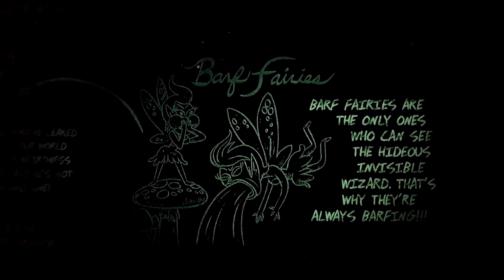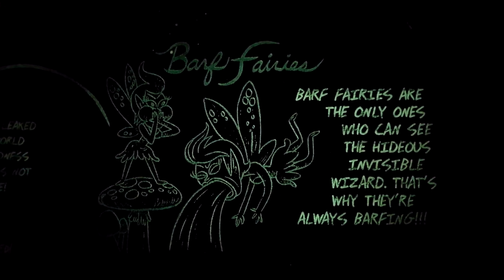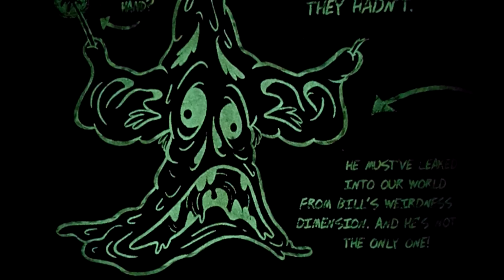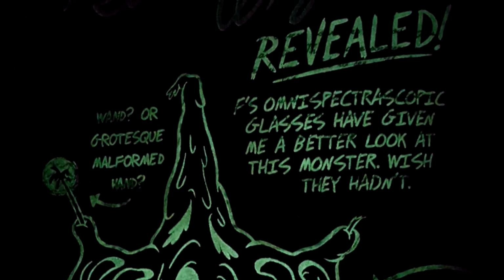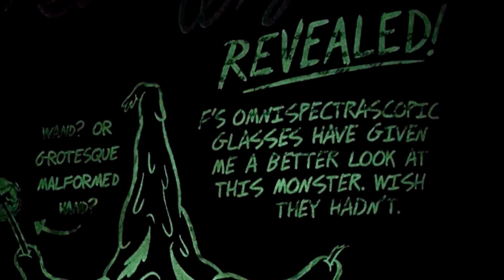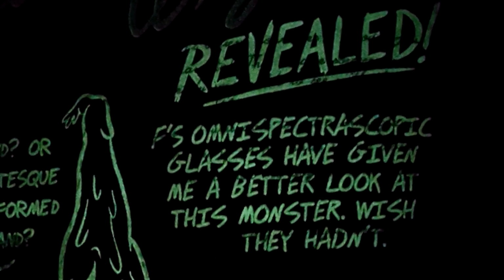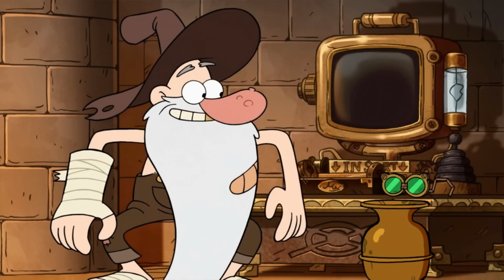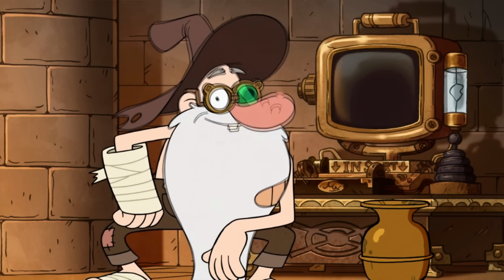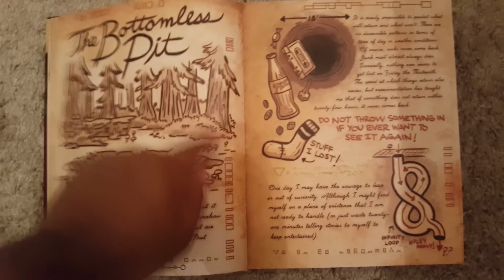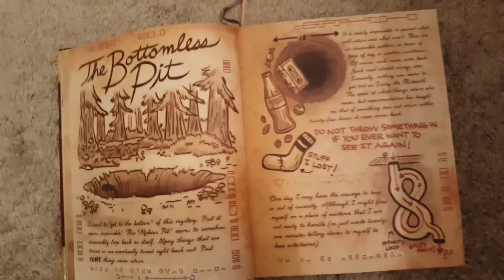Fun fact is, apparently they are one of the very few creatures who are able to see it. But when it came to Ford, the only way he is able to see it is through an invention that Fiddleford made. Ford titles it the omnispectroscopic glasses. They're most likely the same exact glasses that we've seen Fiddleford wear in the episode The Society of the Blind Eye.